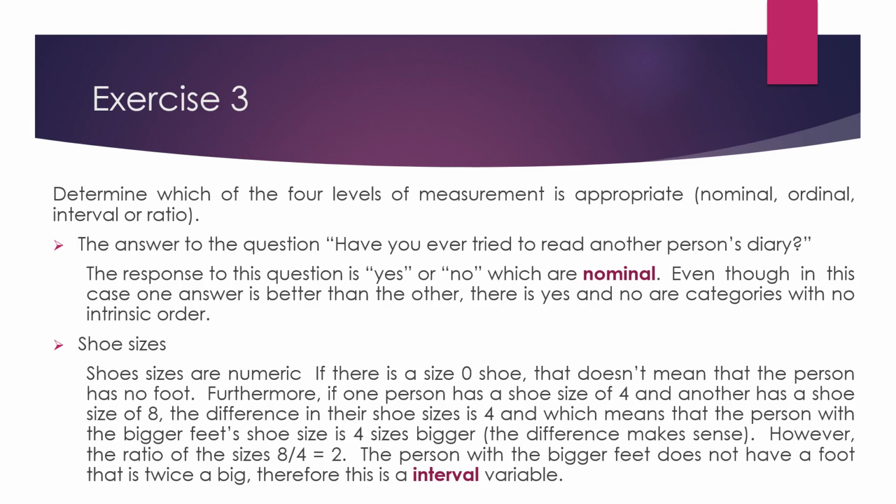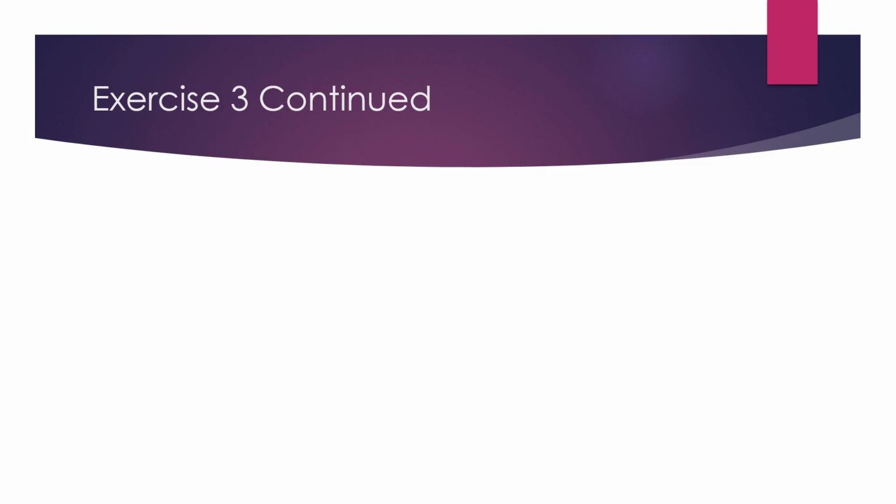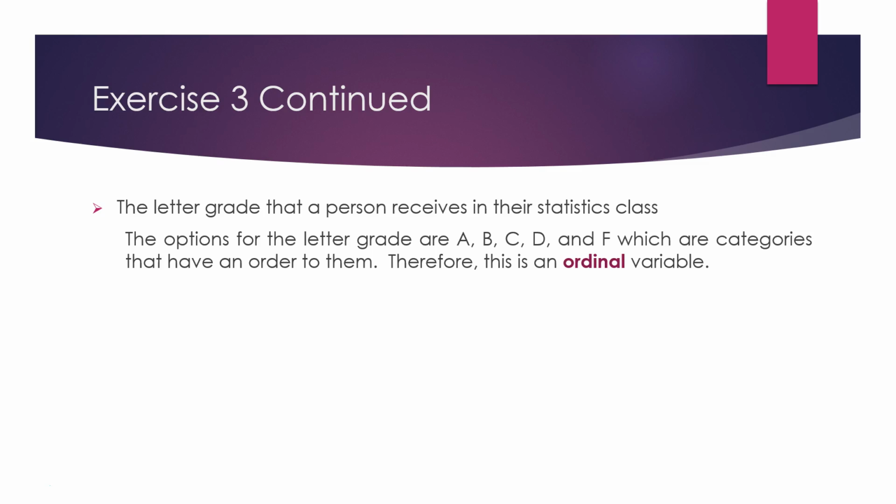The third example, the letter grade that a person receives in their statistics class. This is going to be an ordinal variable. So A, B, C, D, and F, these are categories. They're just letters that are assigned to some value. And then there is an order to them. A is better than B, B is better than C, and so on. So this is going to be ordinal. They are categories with order.